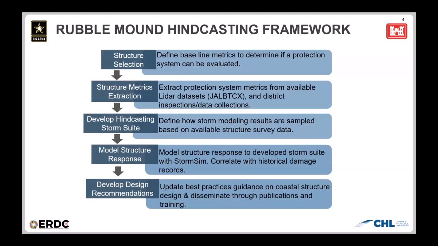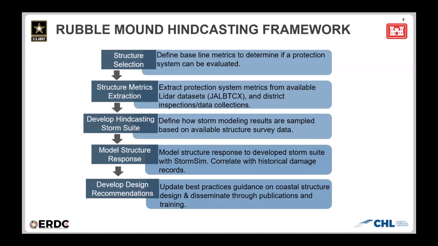Then once we determine that it is a viable system, we go ahead through the process of extracting the structure metrics from the provided data sets. The intent here is to leverage LiDAR data sets or field inspections that are available for us to get the best idea possible of what's the current state of the structure and what was the damage that has been experienced by said structure.